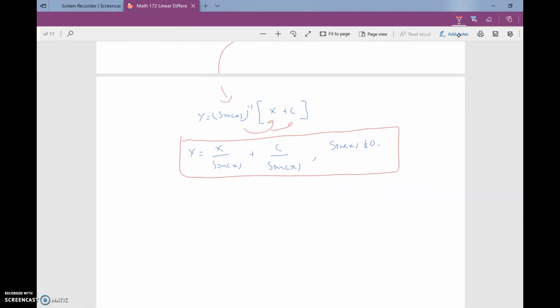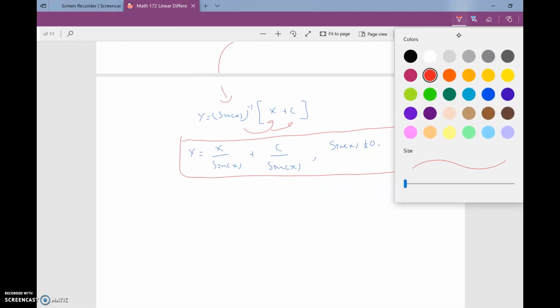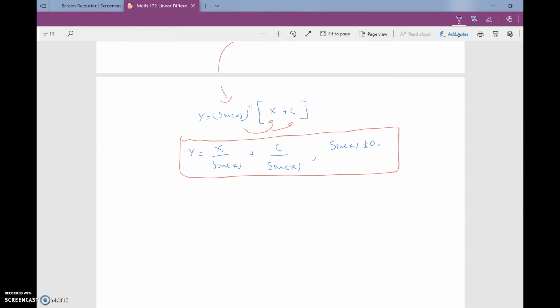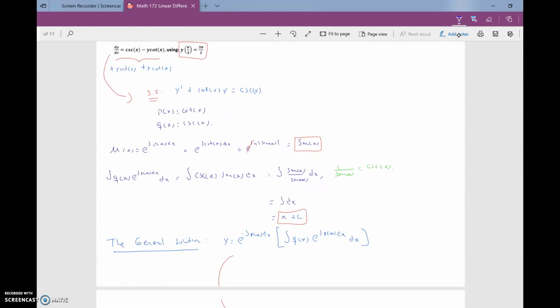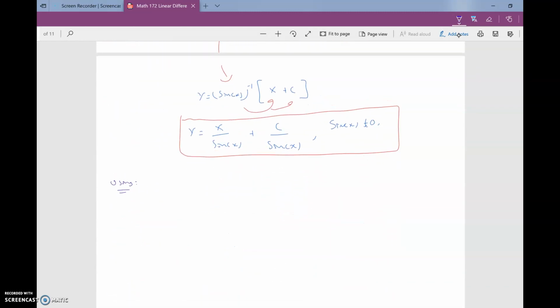And then using the initial condition, we had y of pi over 2 is equal to 3 pi over 2. So y of pi over 2 is equal to 3 pi over 2. So here x is equal to pi over 2, y is equal to 3 pi over 2. So this is going to give us the following solution.